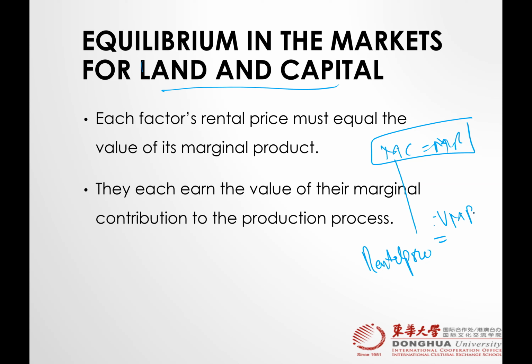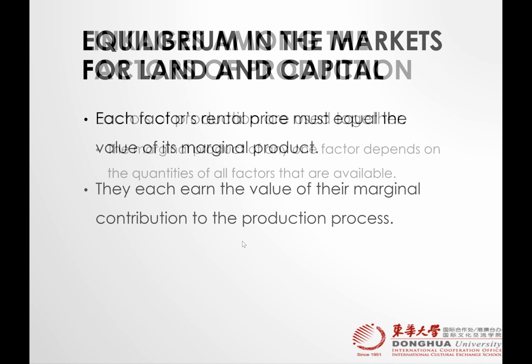So, for example, when we employ one ladder, it helps us to pick 100 more apples than before. And if we apply two ladders, our production of picking apples increases, just like that. So each factor rental price must be equal to the value of its marginal product. So they each earn the value of their marginal contribution to the production process.